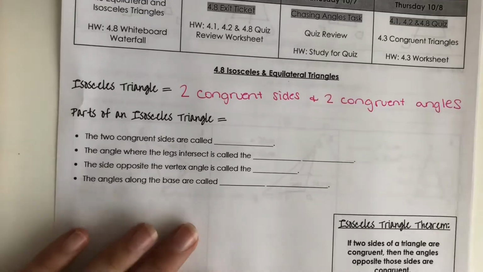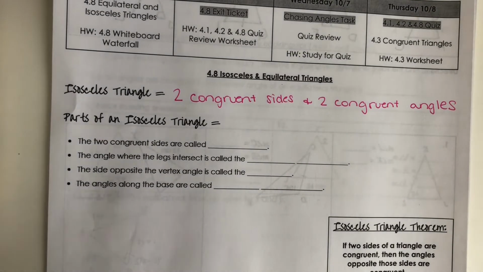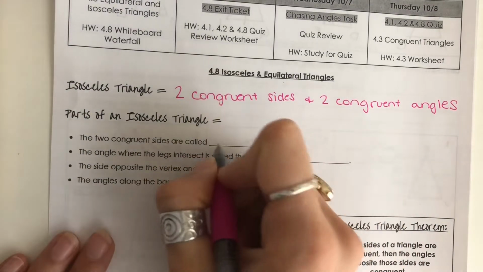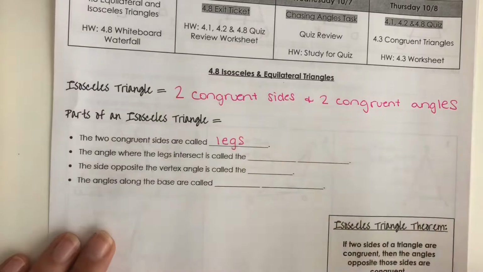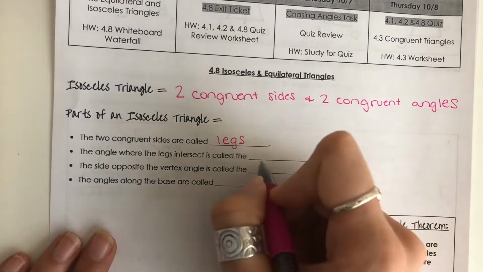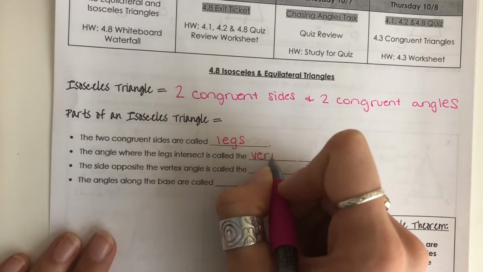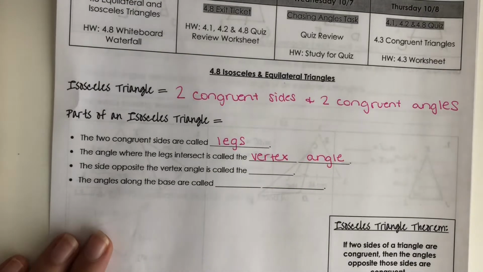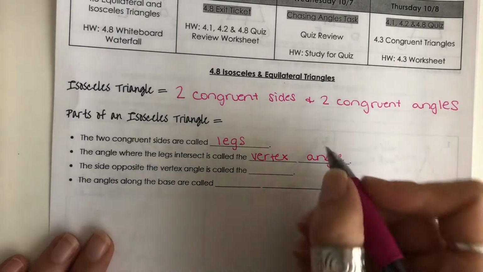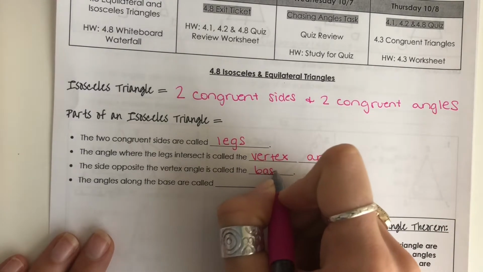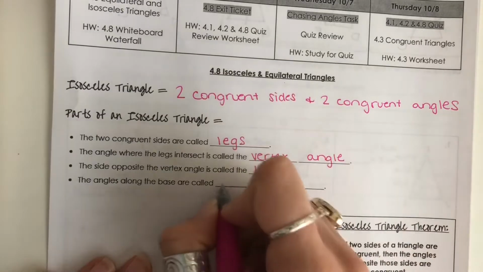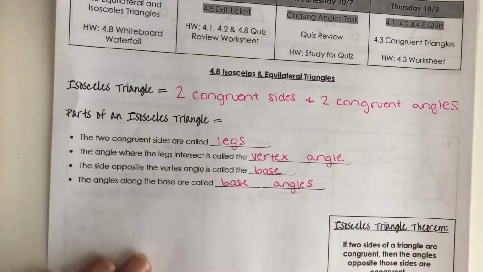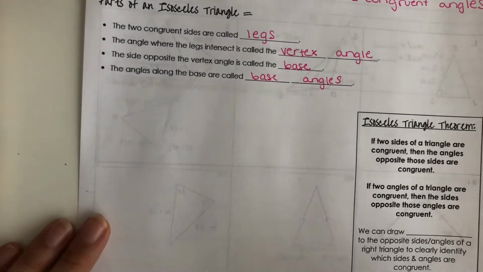So because isosceles triangles have so many special properties about them, we like to name the different sides certain things. So the two congruent sides are also called the legs, and the angle where the legs intersect is called the vertex angle. And then the side opposite the vertex angle is the base, and the angles along the base are called the base angles. Let's draw an example of that, because that was a lot of vocab.